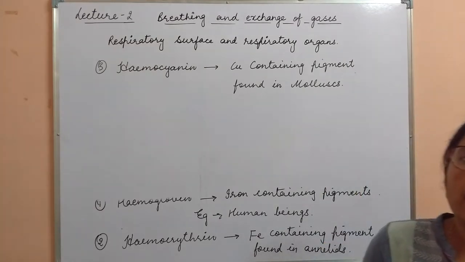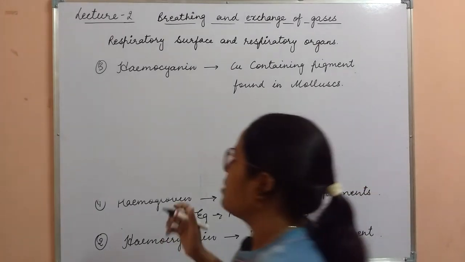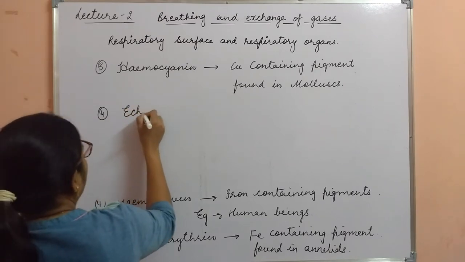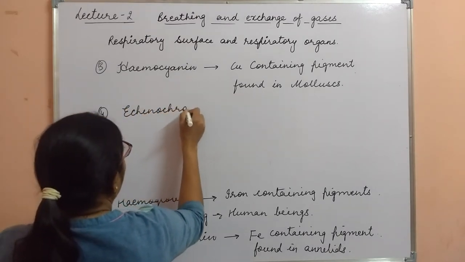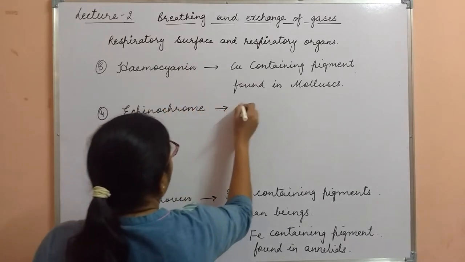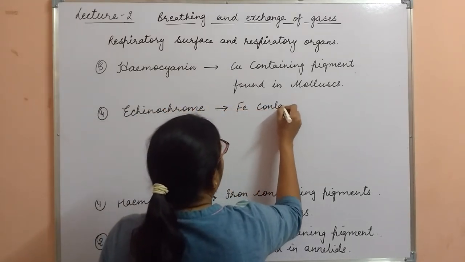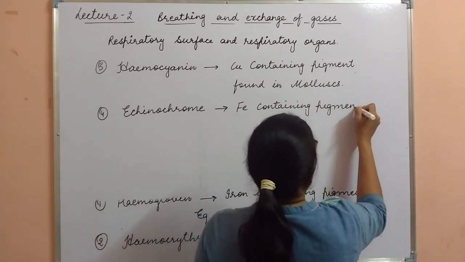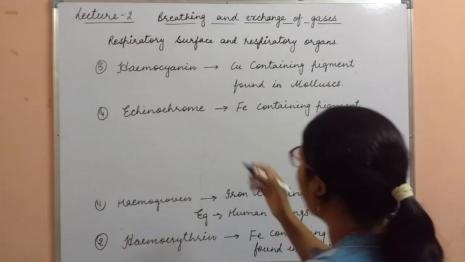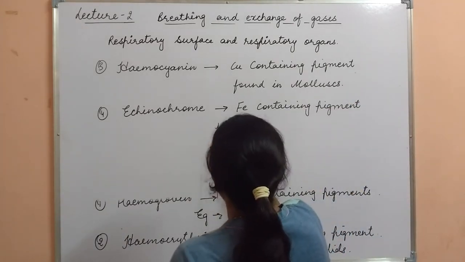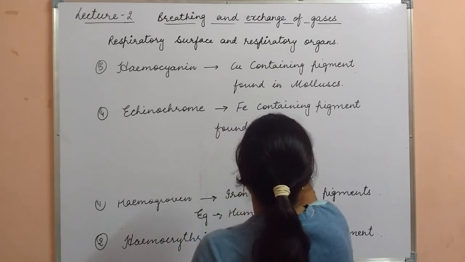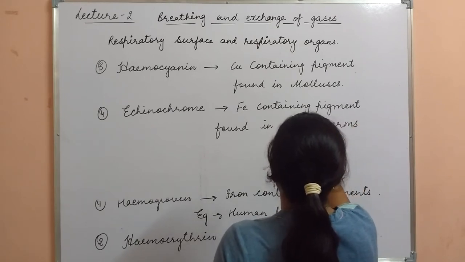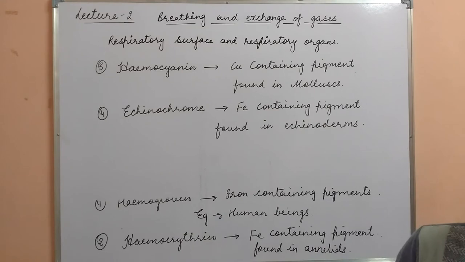Next one is echinochrome. This echinochrome is also an iron containing pigment, and as the name indicates, echinochrome is basically found in echinoderms, the members of phylum Echinodermata. So it is found in echinoderms.